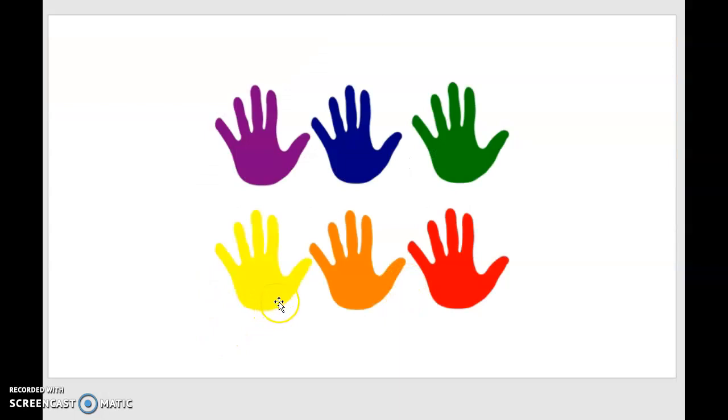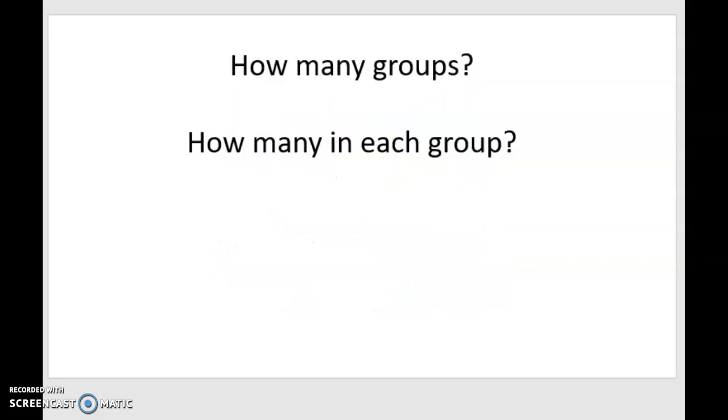Here we have 6 hands. Each hand has 5 fingers in it. We have 6 groups of 5 fingers. So now let's look at a picture. I want you to tell me how many groups and how many are in each group. Ready?